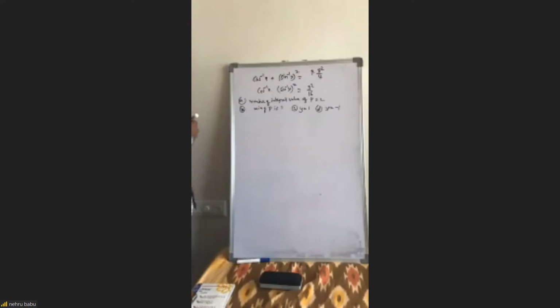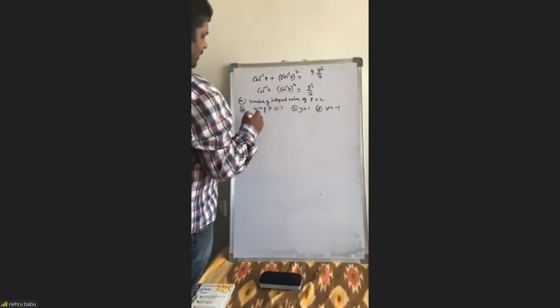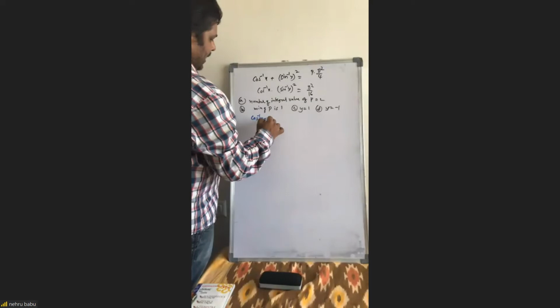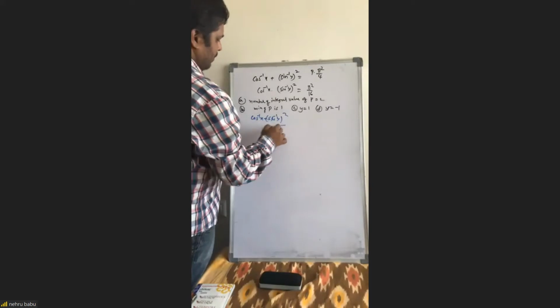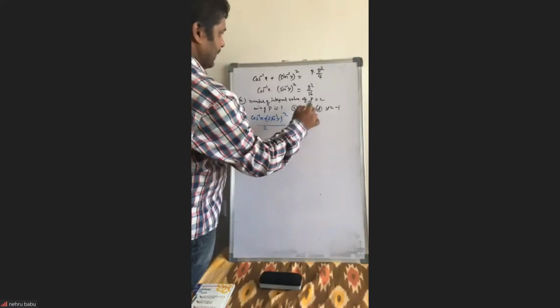Just we'll say, first I will write your method, after that the answer. What you are saying from AM-GM, (cos inverse x plus sin inverse y) whole square by 2, you are saying this is greater than or equal to the root over of p square by 16. This is pi square by 16 will come.